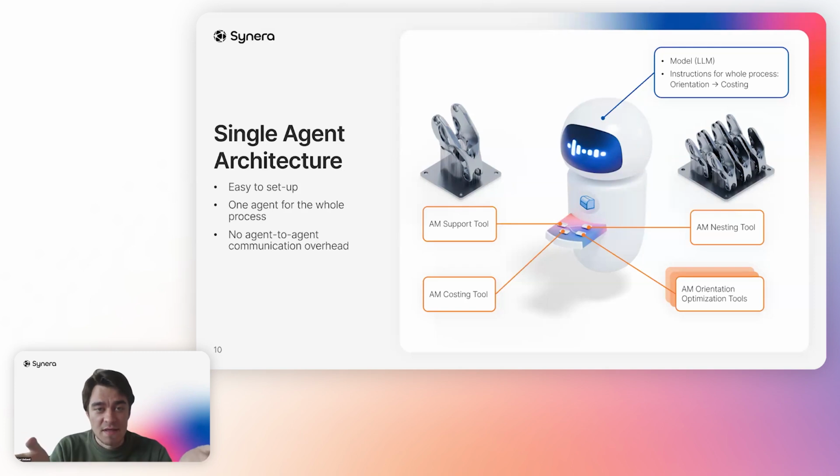What an agent consists of is this LLM that already gives a certain intelligence, but it's missing the context for that specific task in additive manufacturing, for example. And what we do is we give instructions to it for the process that it's supposed to look at by prompting this agent, and then also, as I already said, give it the tools that it needs to fulfill this task.